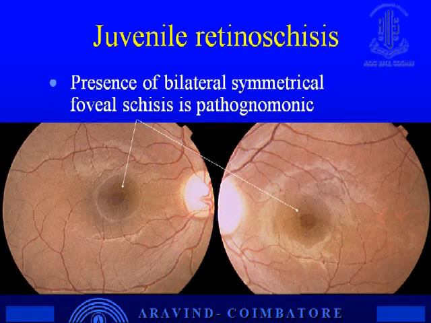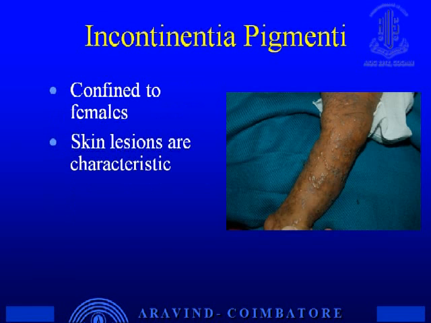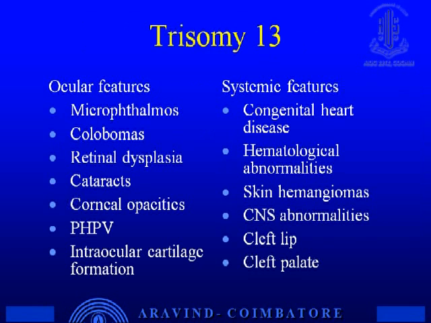And here there is a presence of bilateral symmetrical foveal schisis, which is pathognomonic. Over here there is no history of prematurity, and these changes are present since birth. When it is associated with a retinal detachment, it is never in the shape of a funnel. And if leukocoria is due to the inner layer, then no vessels are seen in the retrolental space. Incontinentia pigmenti is confined to females, and skin lesions are characteristic. Norrie disease is an X-linked recessive disease.